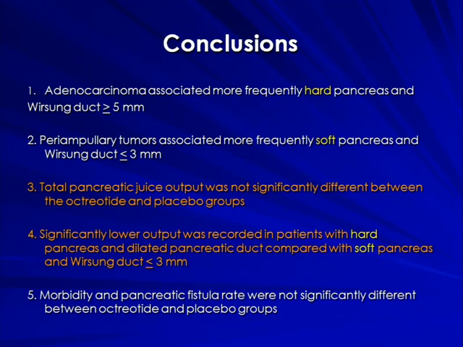In conclusion, Mr. Chairman, adenocarcinoma was more frequently associated with hard pancreas and a Wirsung duct greater than or equal to 5 millimeters. Periampullary tumors were more frequently associated with soft pancreas and a Wirsung duct equal to or less than 3 millimeters. The total pancreatic juice output was not significantly different between the octreotide and the placebo groups. Significantly lower outputs were recorded in patients with hard pancreas and dilated pancreatic duct compared with soft pancreas and a Wirsung duct equal to or less than 3 millimeters.